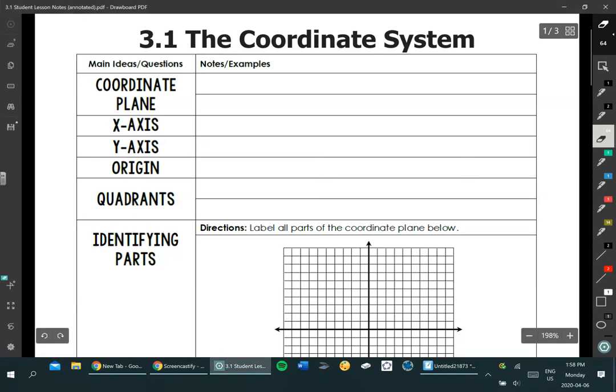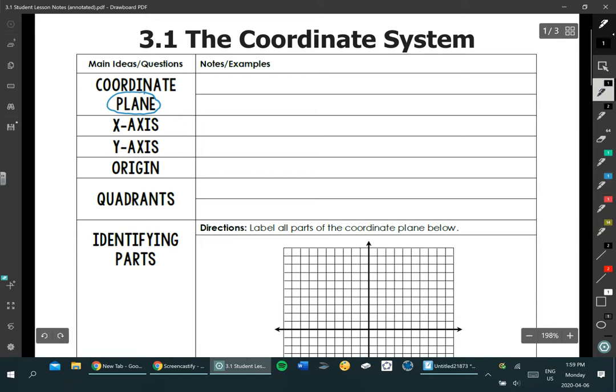All right, hey everyone, we're starting with lesson 3.1, the first lesson in unit 3. So we're talking about the coordinate plane, or the coordinate system, right? If you hear the word coordinate system or coordinate plane, they both mean the same thing, okay?